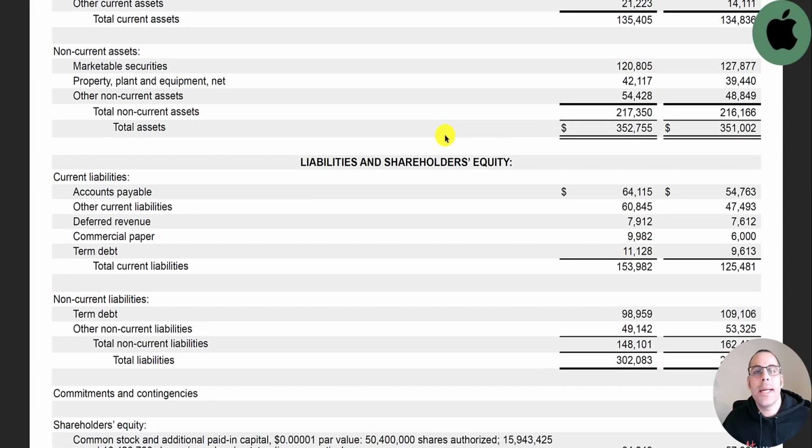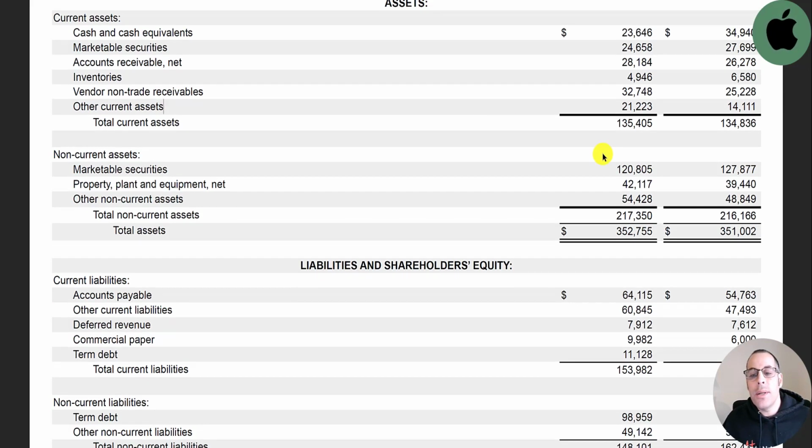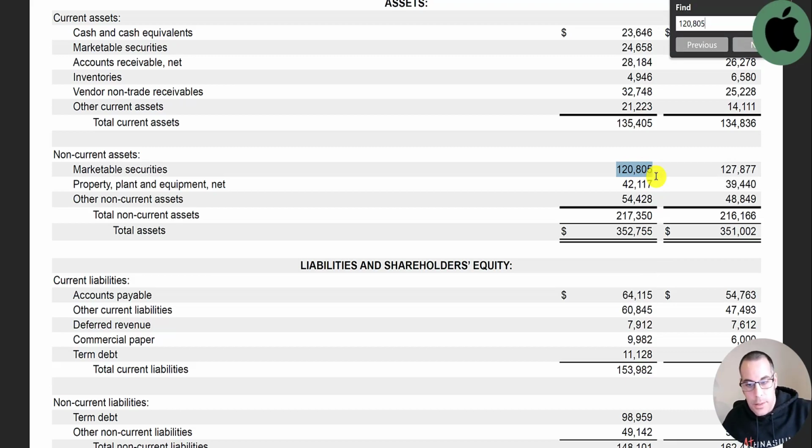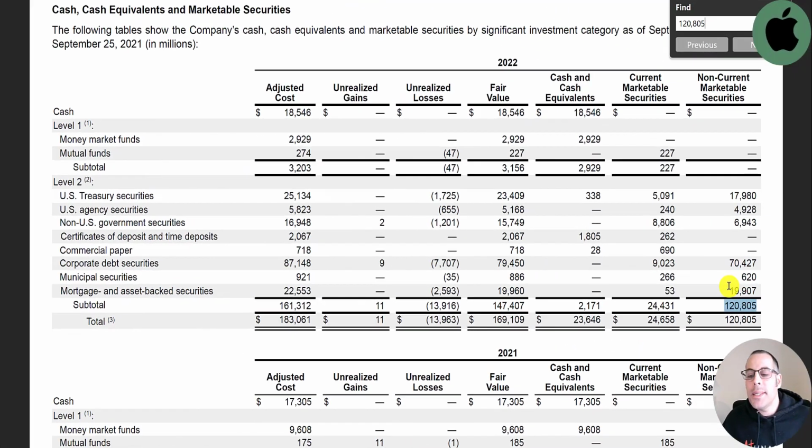Non-current assets are assets a company cannot convert to cash within 12 months. You see, they also have marketable securities. So $121 billion of the securities cannot be converted to cash within 12 months. If you're curious what this represents, we can just search this dollar amount. We can see a bulk of the $120 billion is $70 billion of corporate debt. They also have US Treasury securities, non-US government securities.